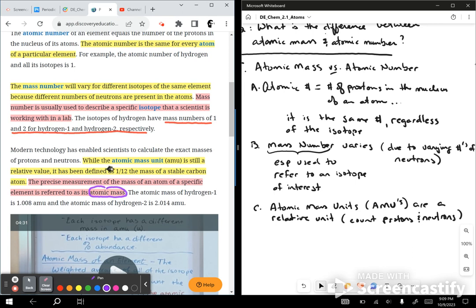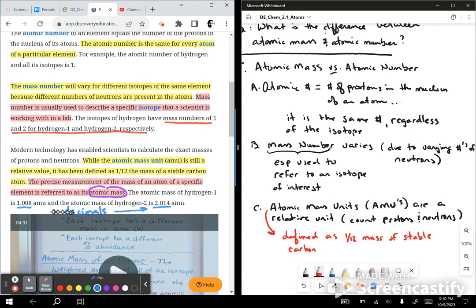So what do we got? The atomic mass unit is still a relative value. By definition, it is defined as 1/12 the mass of stable carbon. Okay. The precise measure of the mass of an atom of a specific element is referred to as its atomic mass. The atomic mass of hydrogen 1 is 1.008 AMU. Wow, notice all of a sudden we got these decimals. And the atomic mass for hydrogen 2 is 2.014. Notice the decimals here, right?